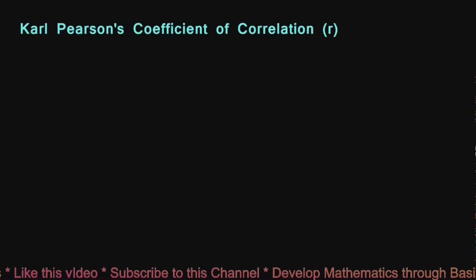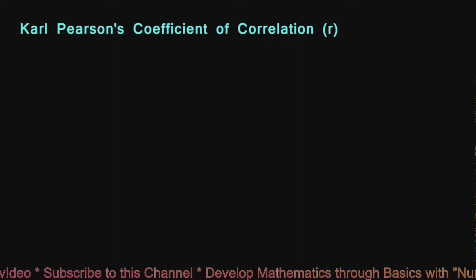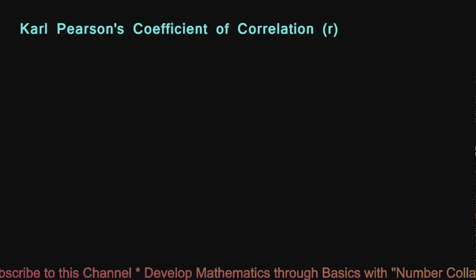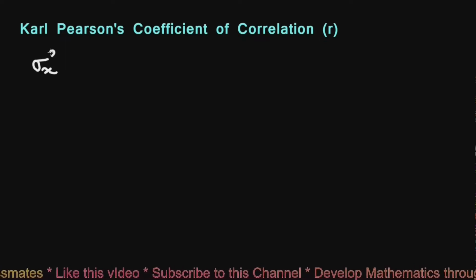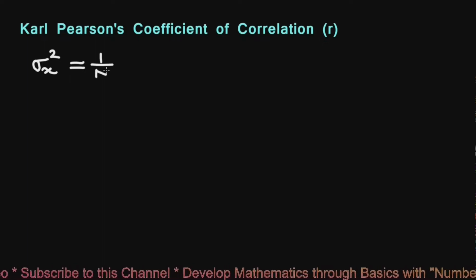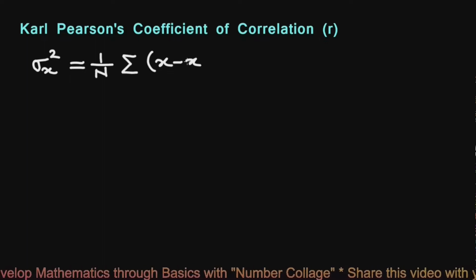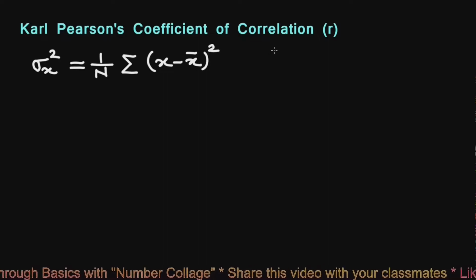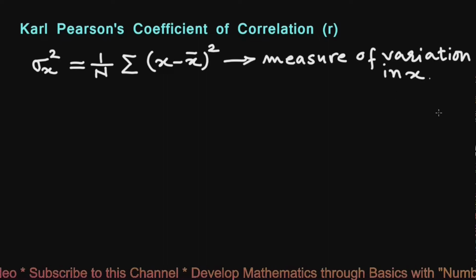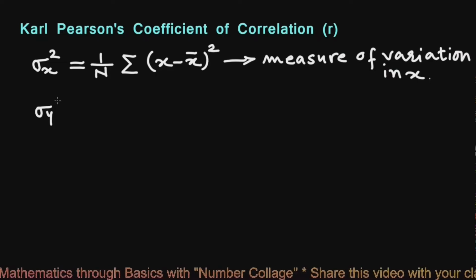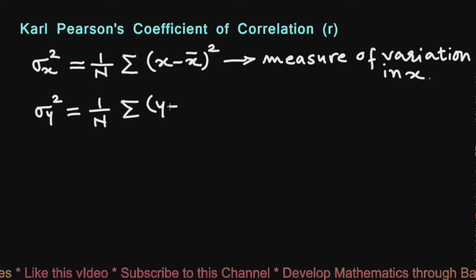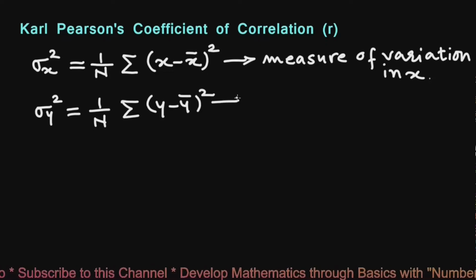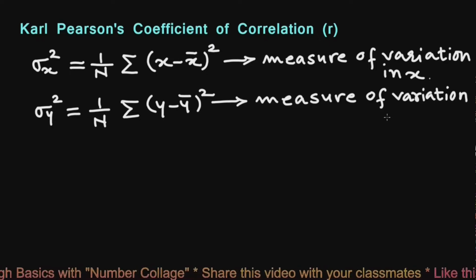Now we will see how we can use Karl Pearson's coefficient of correlation to find numerical value of correlation R. We know that square of standard deviation sigma x square, which is 1 upon n summation x minus x bar whole square, gives us a measure of variation in x, and square of standard deviation sigma y square, which is 1 upon n summation y minus y bar whole square, gives us measure of variation in y.